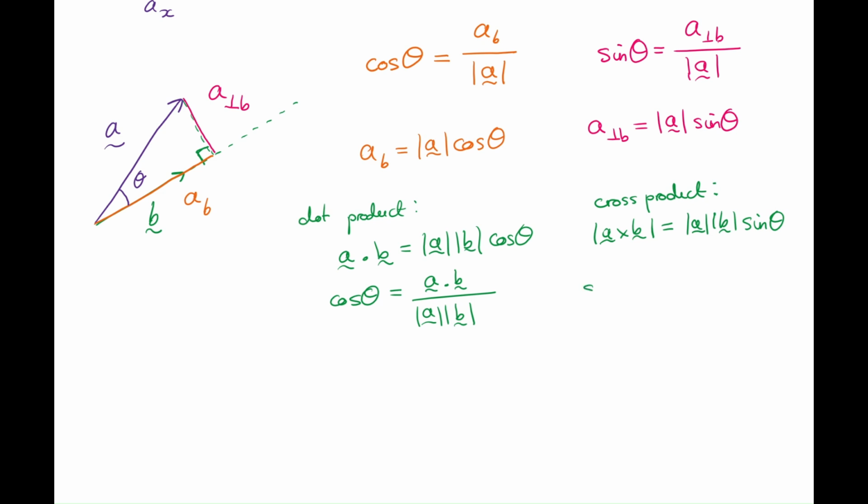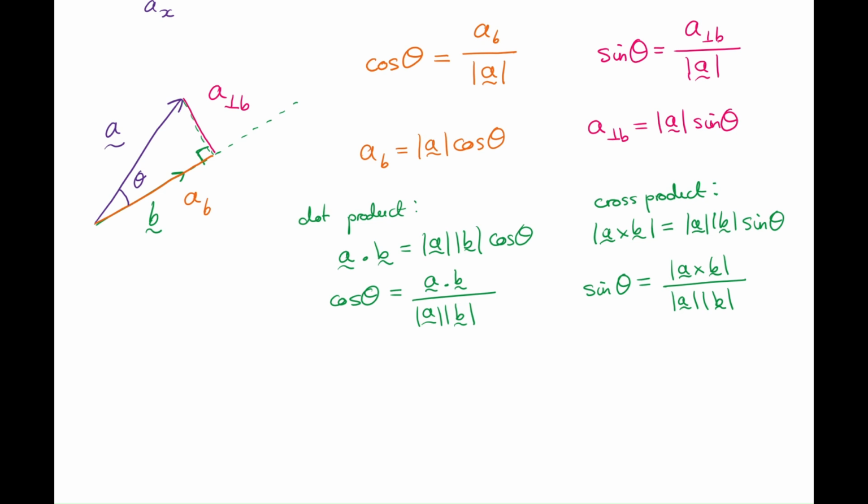It is given by the magnitude of A times the magnitude of B times sine of theta. Great, we can rearrange that for sine of theta. So sine of theta is equal to the magnitude of A cross B divided by the magnitude of A times the magnitude of B. Okay, great. So now I've got expressions for cosine theta and sine theta just in terms of the vectors A and B, which is useful if we don't know the angle between the two vectors.